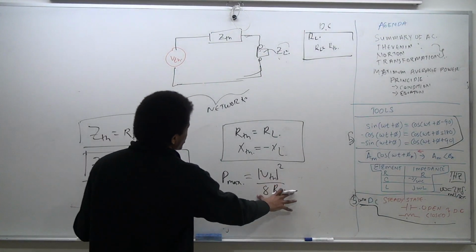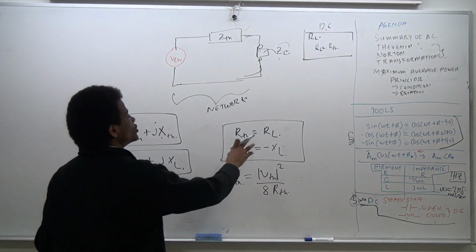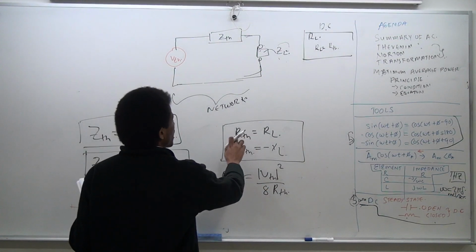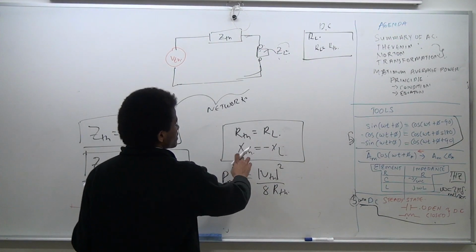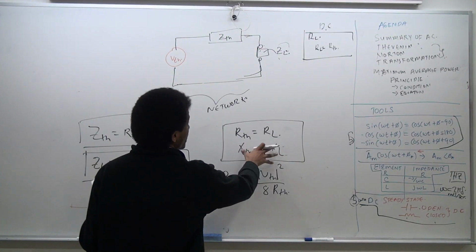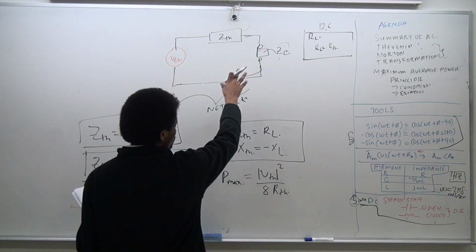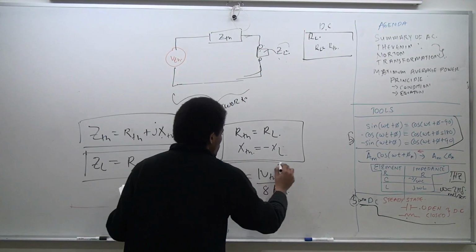And to find this relationship is not actually very difficult. If you apply R Thevenin is equal to RL and X Thevenin is equal to negative XL, and you plug this into the optimization problem, you can indeed derive this formula.